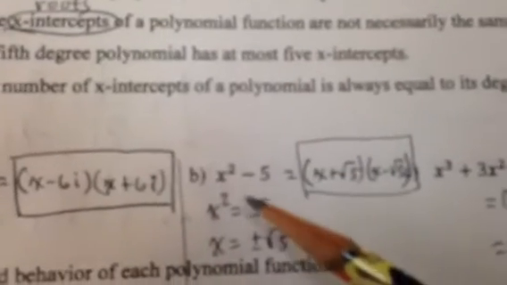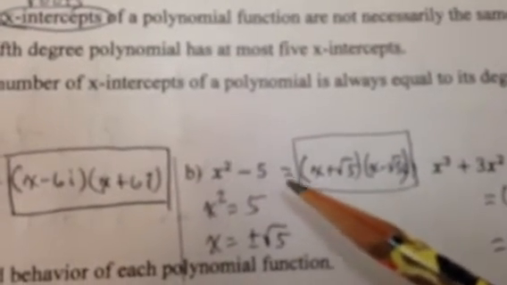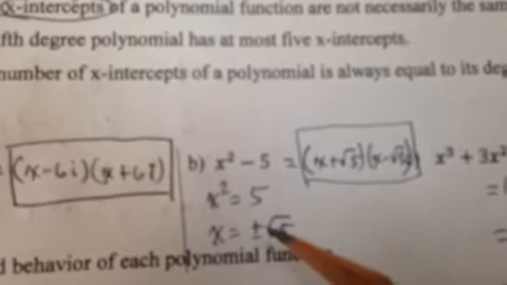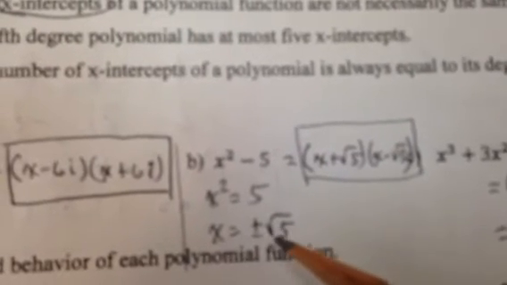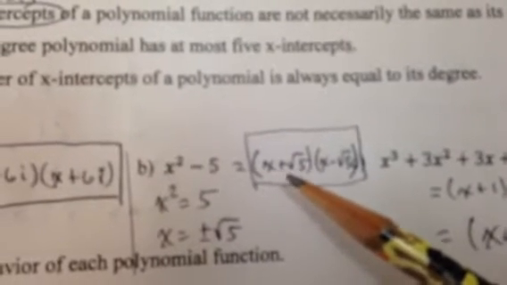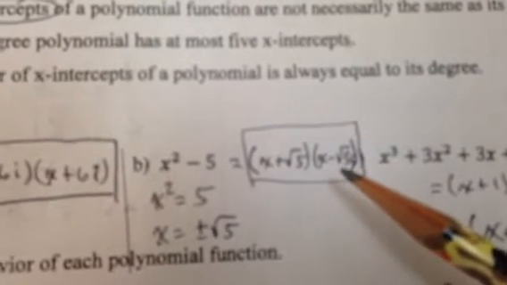Same idea over here. If you find the zeros of x squared minus 5, that's going to give you x squared equals 5, so x equals plus or minus the square root of 5. Those aren't the factors, those are the zeros. So the factors are x plus root 5 and x minus root 5.